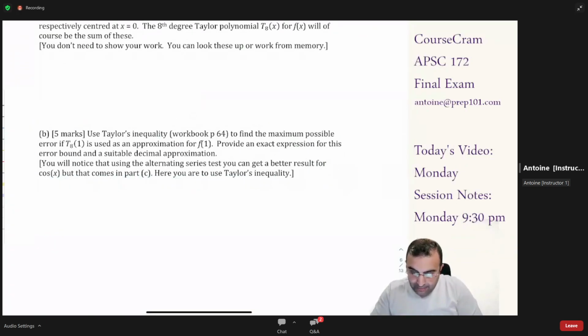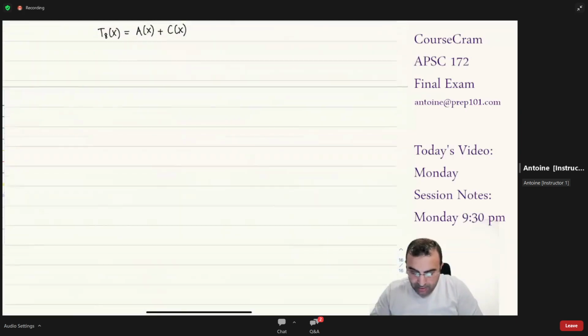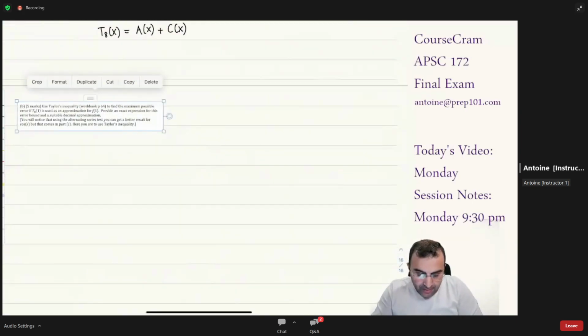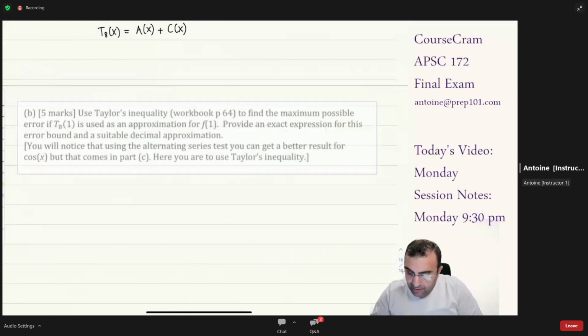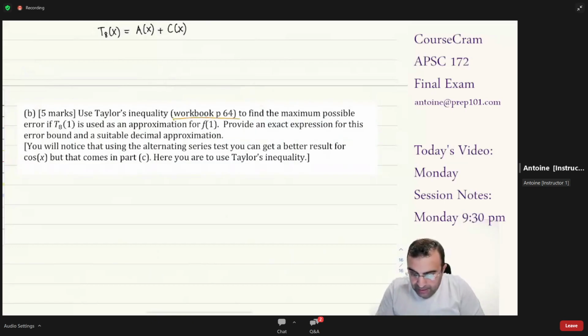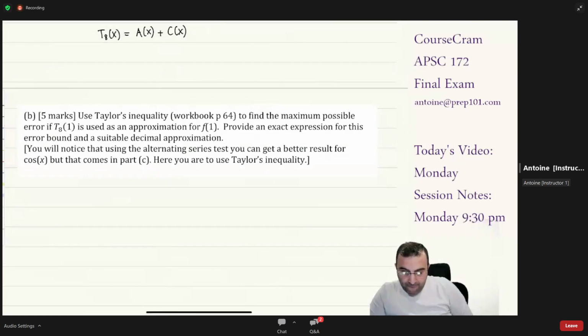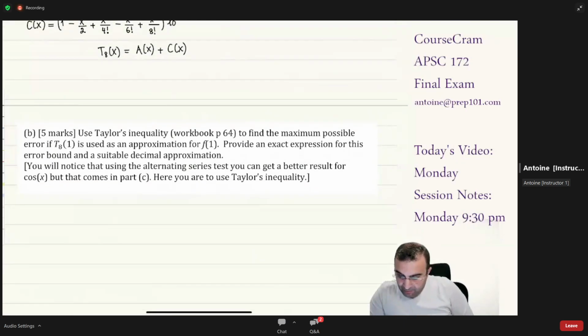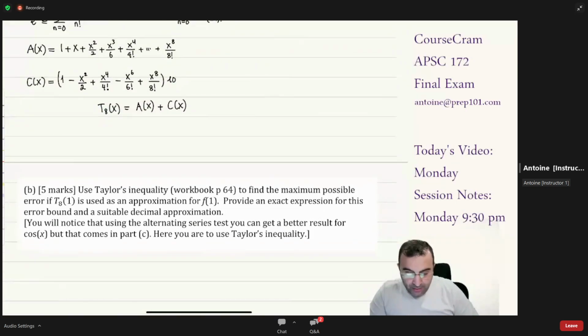So let's see. Use Taylor's inequality. See, they even reference Taylor's inequality in the workbook. So that definitely was an online exam. So let's use Taylor's inequality.